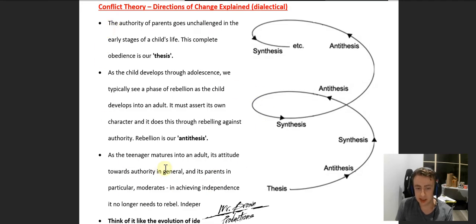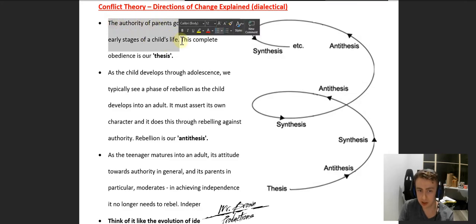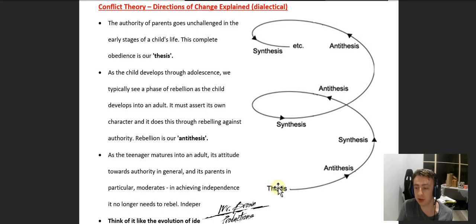I'll explain it in another way. So to get this idea in your head, the idea or the authority of parents goes unchallenged in the early stages of a child's life. So this complete obedience is our synthesis, the idea that the parent knows best and you do what they say because they know what's best for you. Okay, that's the original argument here. I'm just trying to put it in a different way to make you understand it.